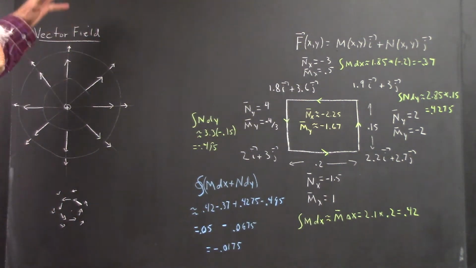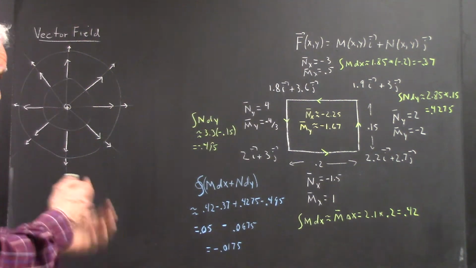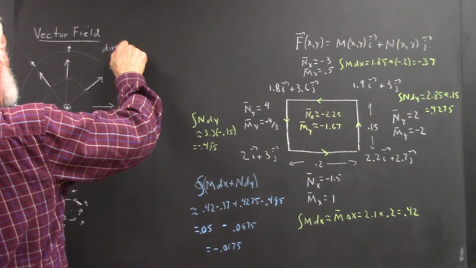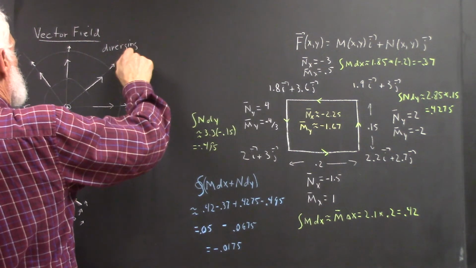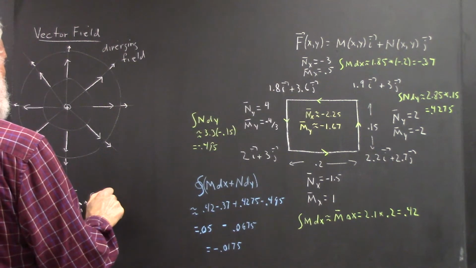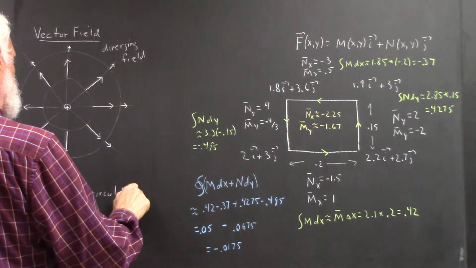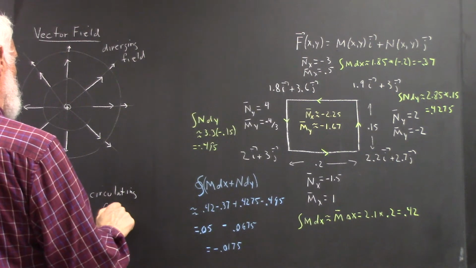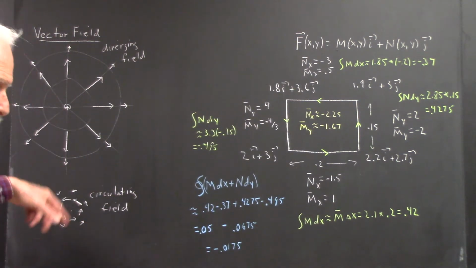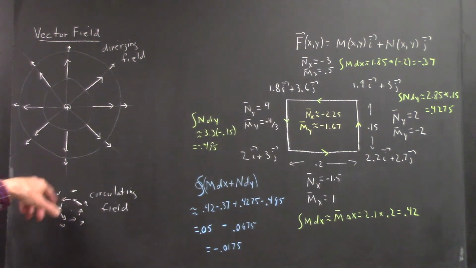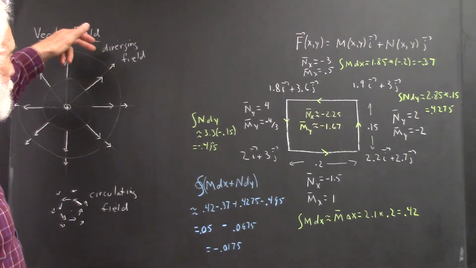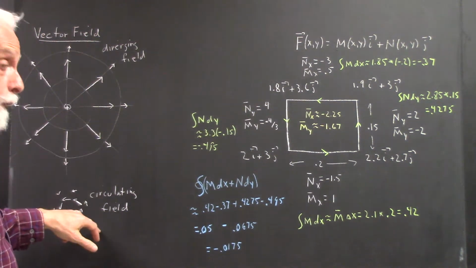So this is a diverging field. This one doesn't diverge, this one circulates. So, a diverging field and a circulating field. And there's a quantity that you associate with the circulation of a field called the curl. It's very easy to calculate the divergence of a vector field, or the curl.